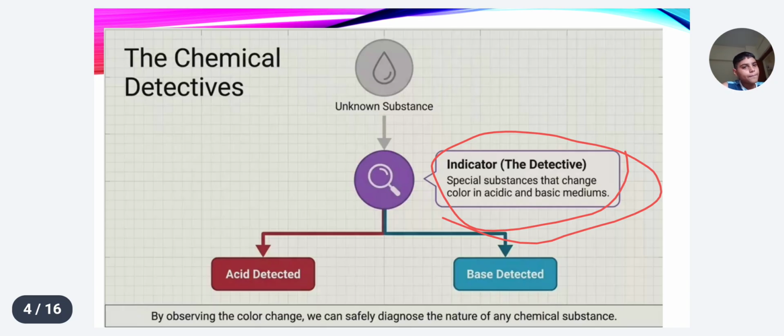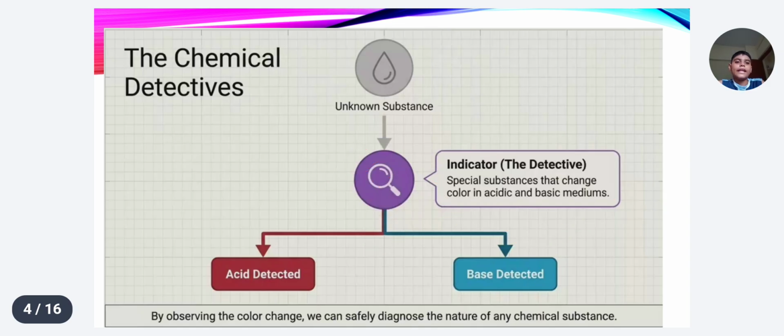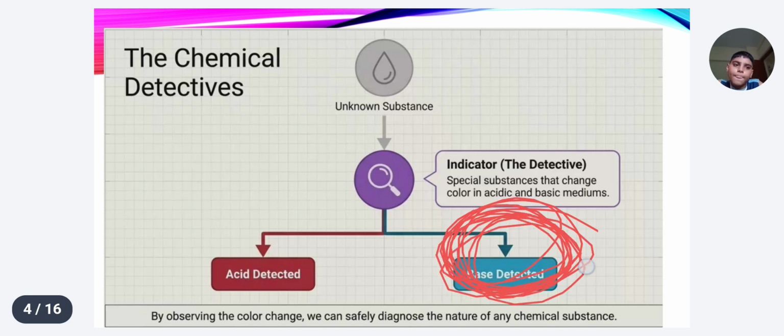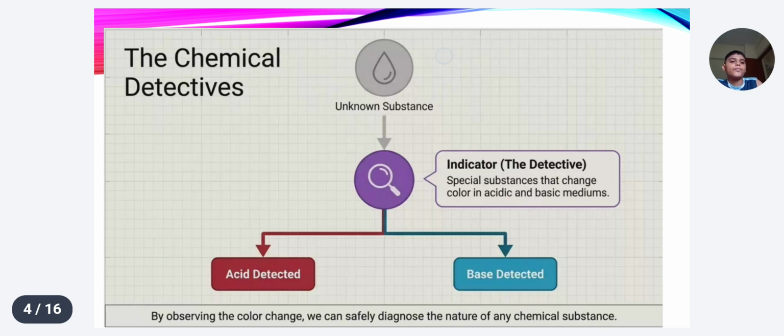basic mediums. So I will teach about many indicators. Now one will detect acids and the second will detect bases. Most of the indicators do this detection.